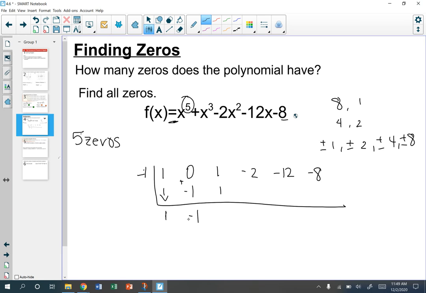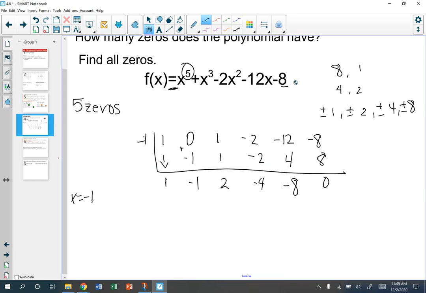I get, yes, positive 1. 2 times negative 1 gives me negative 2 to get negative 4. Negative 4 times negative 1 is positive 4 to get negative 8 there. Negative 8 times negative 1 gives me positive 8, and I get a remainder of 0. So I know that x equals negative 1 is a 0, or a factor is x plus 1. Then I'm left with x to the 4th minus x to the 3rd plus 2x squared minus 4x minus 8.